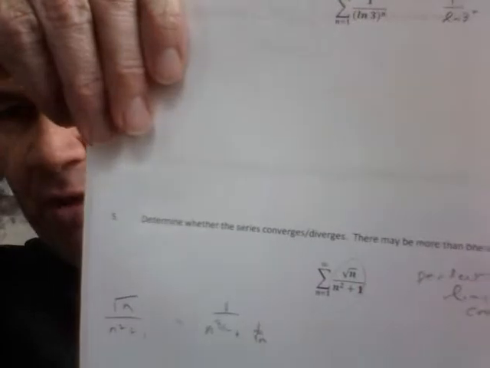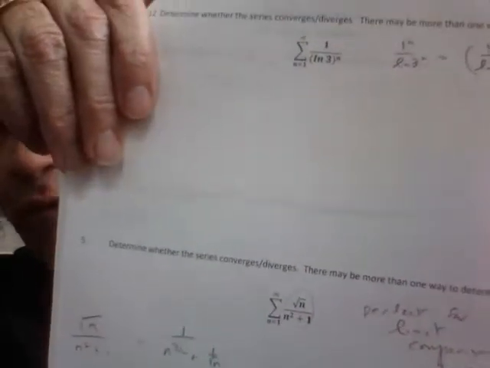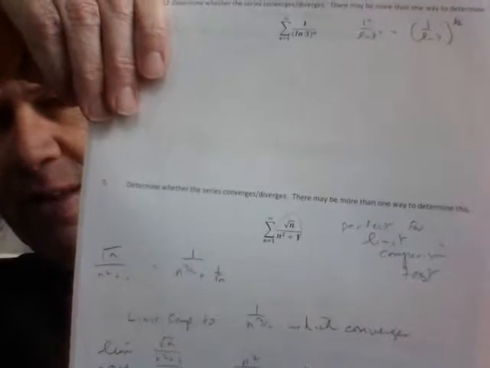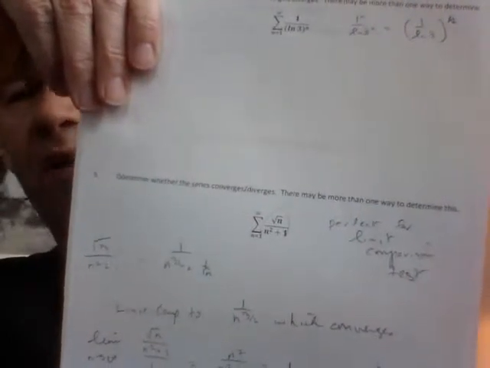On the first worksheet, you're going to get this number 5. So I have root n over n squared plus 1. Now, I want to get that n out of the numerator, so I divide top and bottom by root n, and see the bottom is going to be n to the 3 halves plus something else. Once I have something, a constant over n to the 3 halves, I know that is going to converge by the p-series.